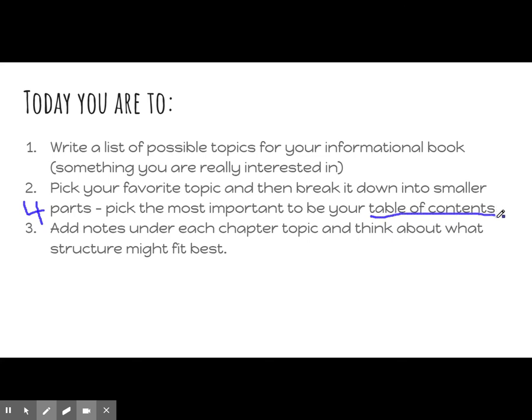And these chapters or subtopics are going to be your table of contents, because you know how nonfiction books have table of contents. So you're going to get to have a table of contents, and you're making it first. Then under each topic, so you might label them out like this, you're going to think about what you already know about that. You're going to write down some notes.